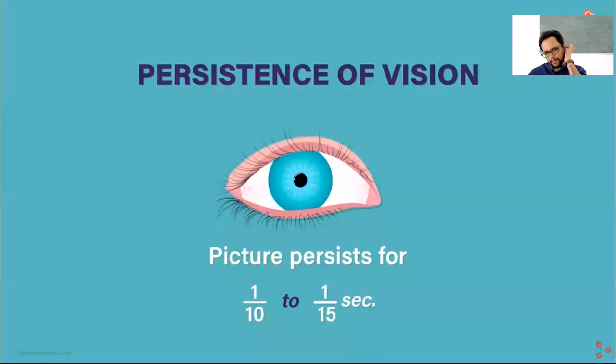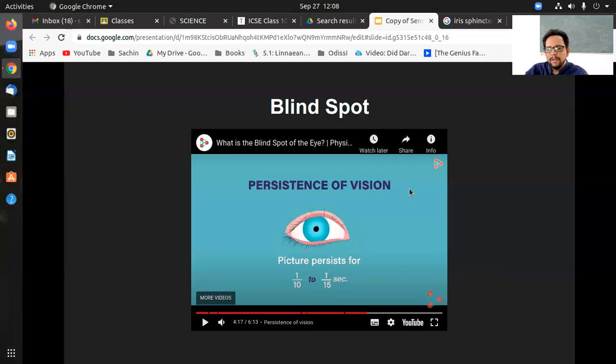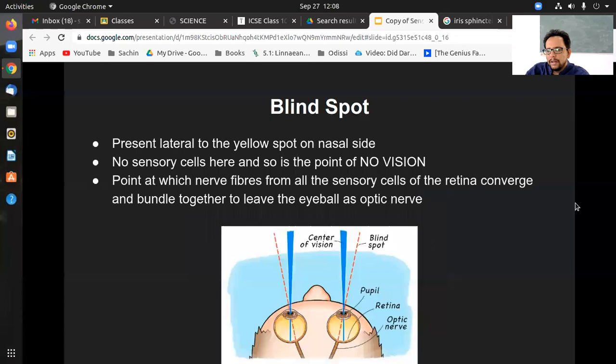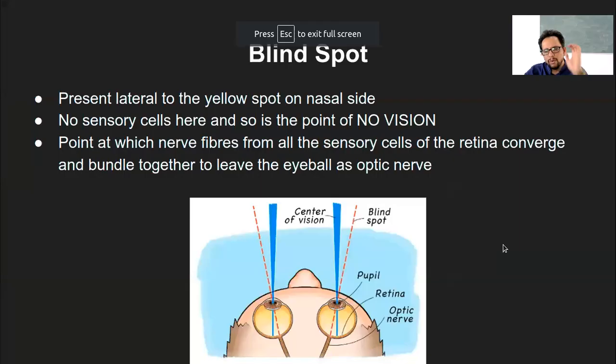And let me explain this in detail. I have many different images. So we'll talk about this persistence of vision later. I just mainly wanted to show you this particular part of the blind spot and the yellow spot. So I hope you know now what is blind spot, what is yellow spot, and just that small activity altogether.